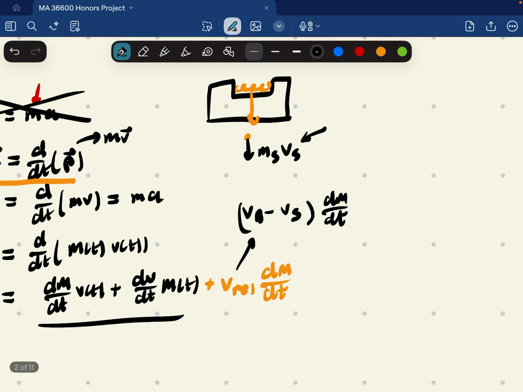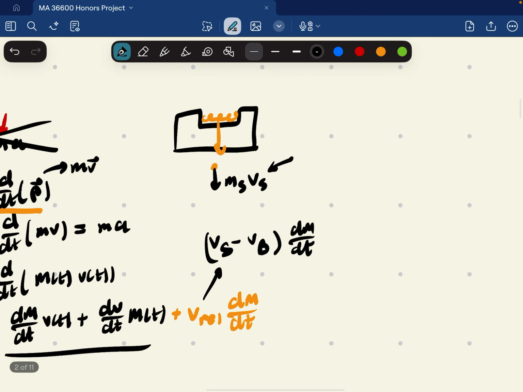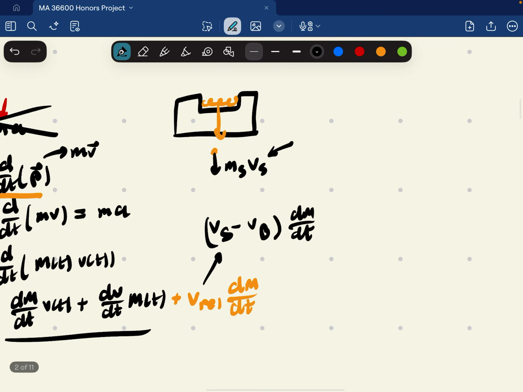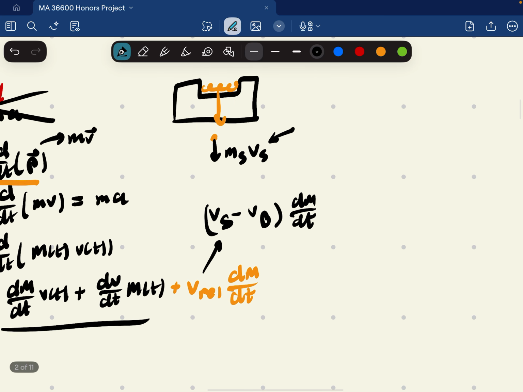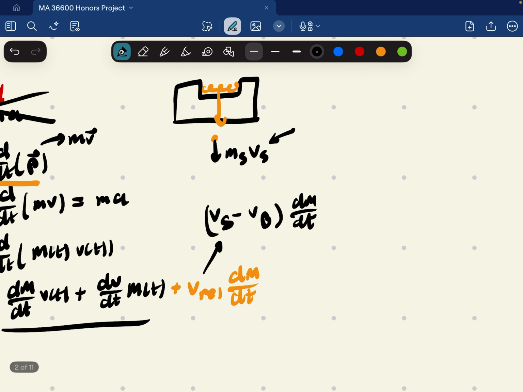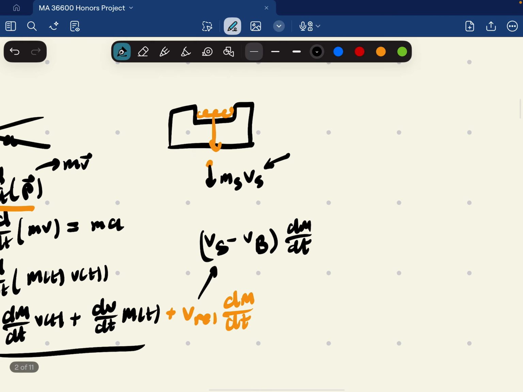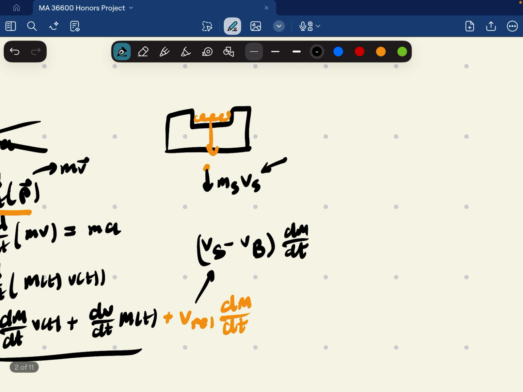I think it might be in the other direction actually. Maybe it's v_s minus v_b. I think it is v_s minus v_b actually. I might have written that incorrectly. So this is just saying that as the particles are leaving, the momentum is only relative to the body, because the body is relative to the particle, the frame that it's coming from.